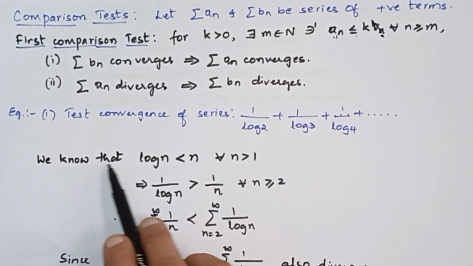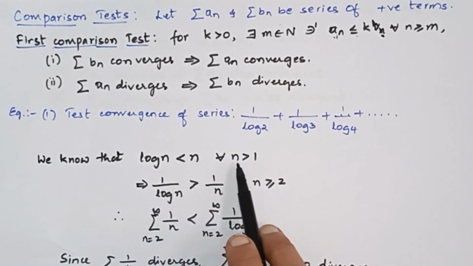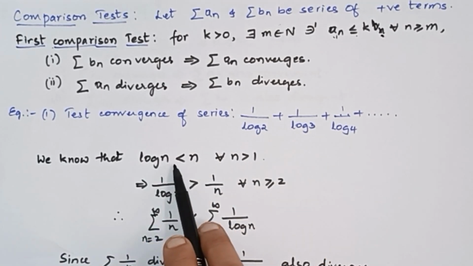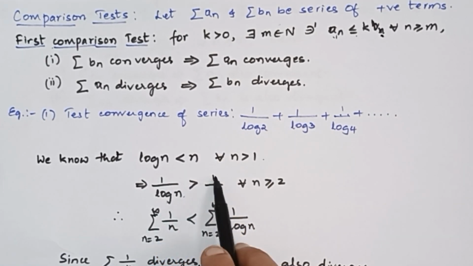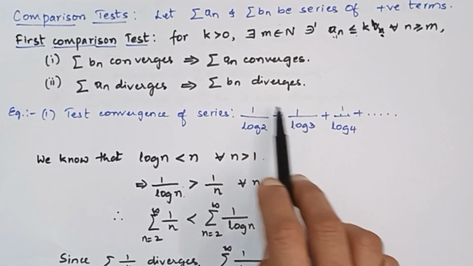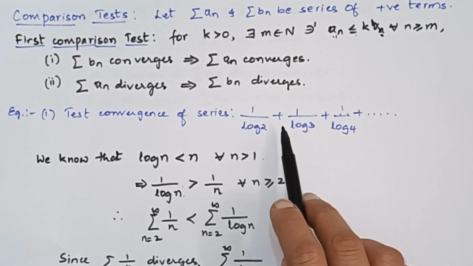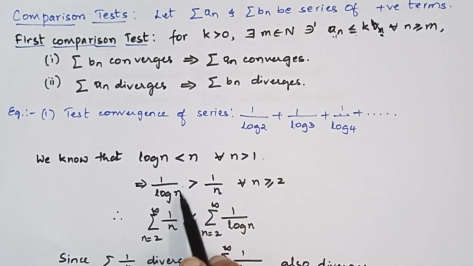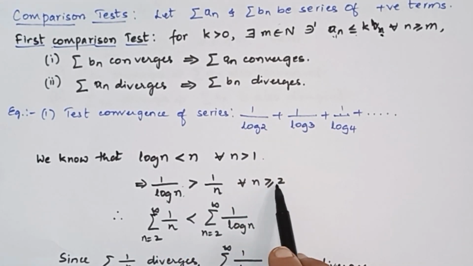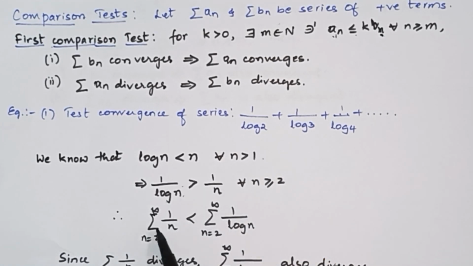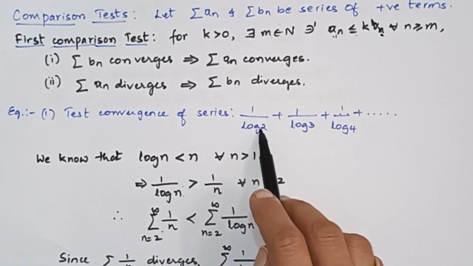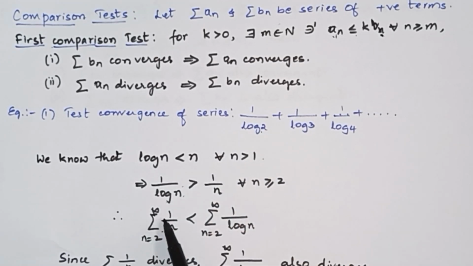We should know the fact that log of n is less than n for all n greater than 1. Log n is less than n. Therefore, 1 by log n is greater than 1 by n. I have taken the reciprocal because the terms of the given series are the reciprocals of log n. So 1 by log n is greater than 1 by n for all n greater than or equal to 2. When you take summation on both sides from n equal to 2, because the first term starts with 2, we get summation 1 by n, n equal to 2 to infinity, is less than summation 1 by log n, n equal to 2 to infinity.